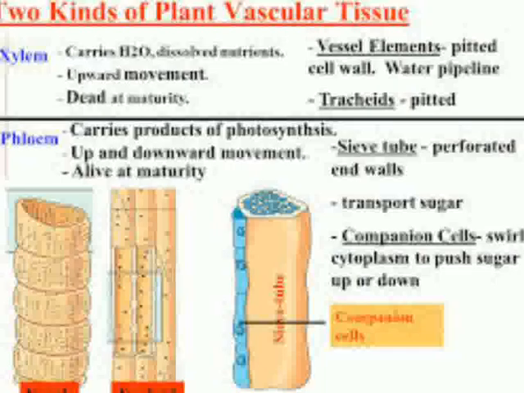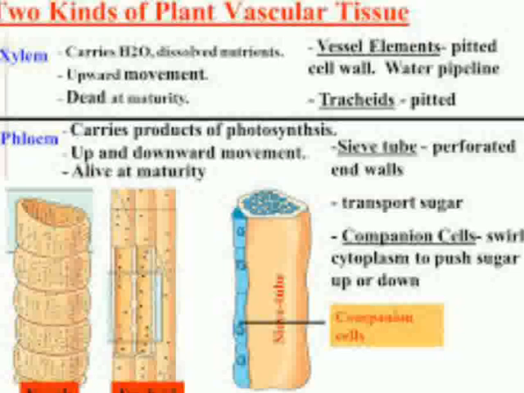Now let us discuss the permanent tissue of the complex type. These include the vascular tissue, the xylem and the phloem, and hence this tissue is also called the vascular tissue.